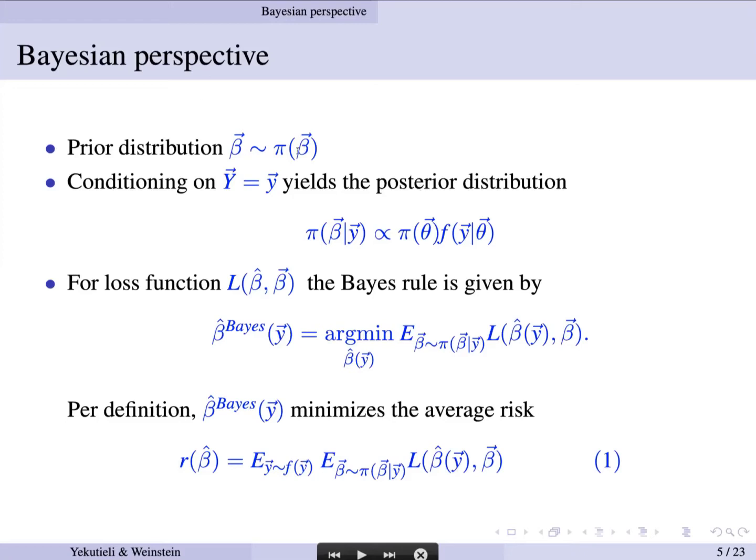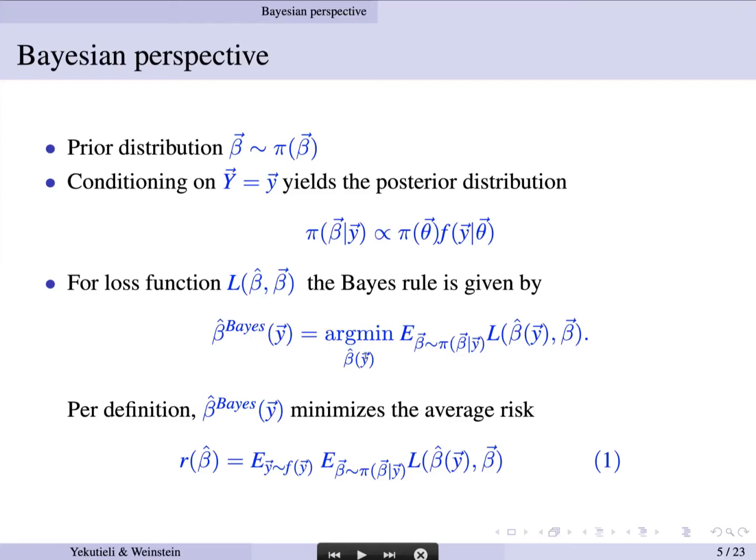We need to have a prior for the parameter vector, okay? Conditioning on the observed y, we can have a posterior distribution, the conditional distribution of vector beta given the data, which is proportional to our prior on beta times the likelihood, okay? And then for whichever loss function we're interested in, our loss function, it's the loss between our estimator beta hat and the actual value of beta vector. Then the Bayes rule is given by, this would be my Bayes rule.